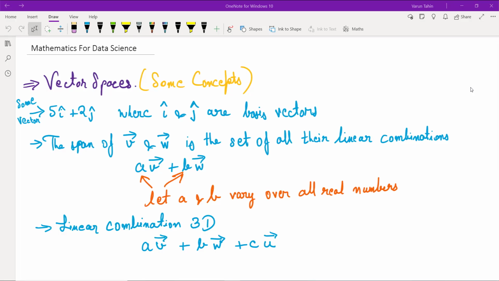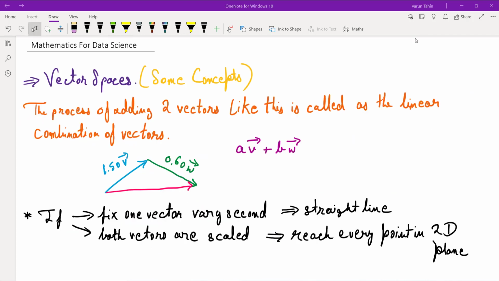Now let's understand some concepts related to vector spaces. So there can be numerous vectors which can have the basis vectors in it and which can be scaled and added. So they are another representation of vectors in those vector spaces. The span of any two vectors v and w is the set of all their linear combinations represented by av plus bw, where we can let a and b vary over all the real numbers and scale these vectors. Now the linear combination of 3D vectors will become like this equation, where an additional scalar variable is added to the third vector. Now let's understand what we mean by linear combination of vectors.